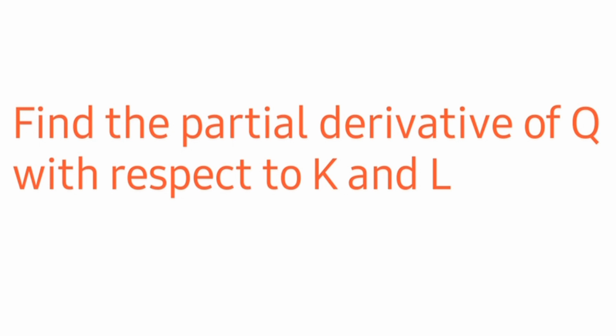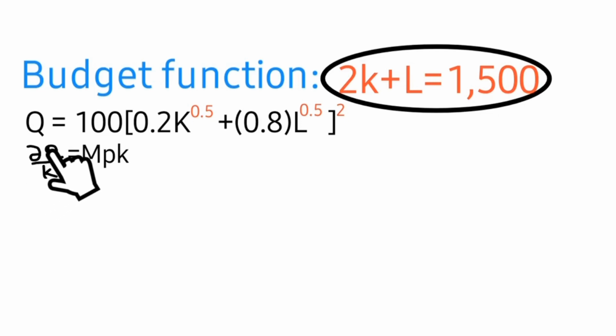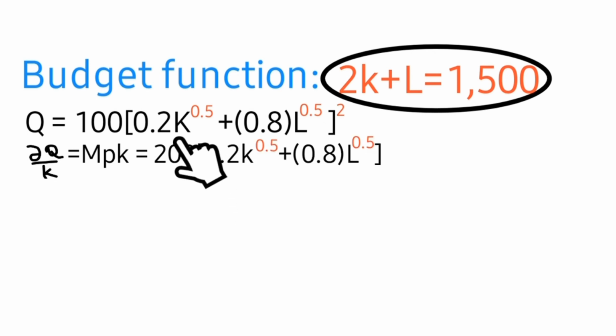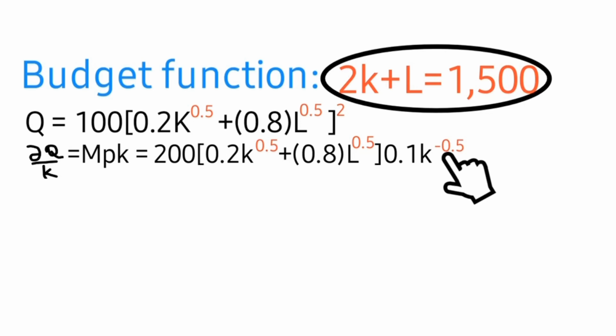The next step is to find the partial derivative of Q with respect to K and L. We represent the partial derivative of Q with respect to K as MPK. So we start by multiplying 2 by 100, and writing down all these values here. Differentiating 0.2K, 0.5 times 0.2K gives 0.1K. 0.5 minus 1 gives minus 0.5.